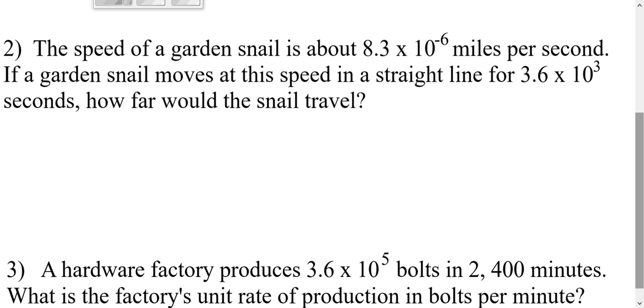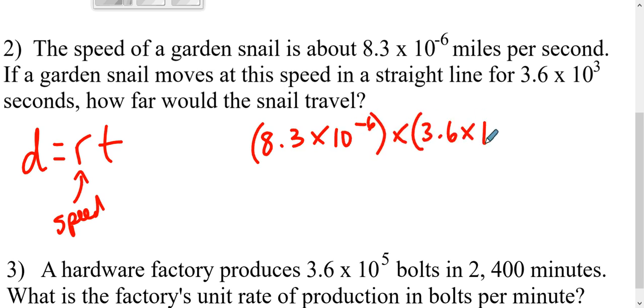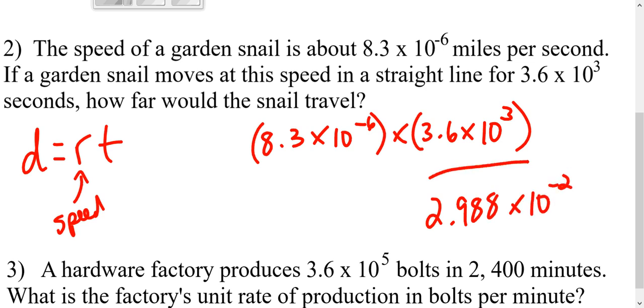Or you can think back to science class, where I know this year you learned this formula: distance equals rate times time. Rate is speed. So that's what they gave you. They gave you a speed and a time. So all we have to do is multiply these two numbers, 8.3 times 10 to the negative 6 times 3.6 times 10 to the third, and you get 2.988 times 10 to the negative second, and it would be miles, but it's okay if you don't write the unit.